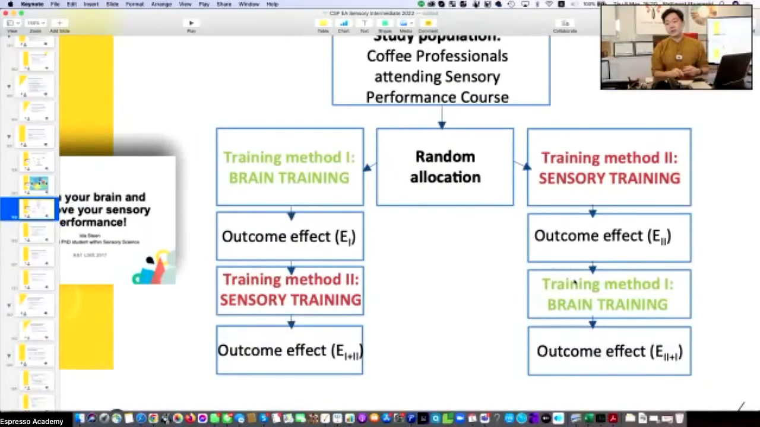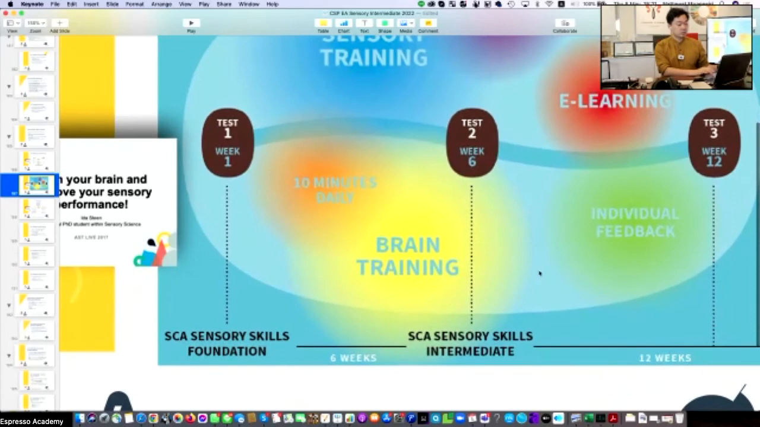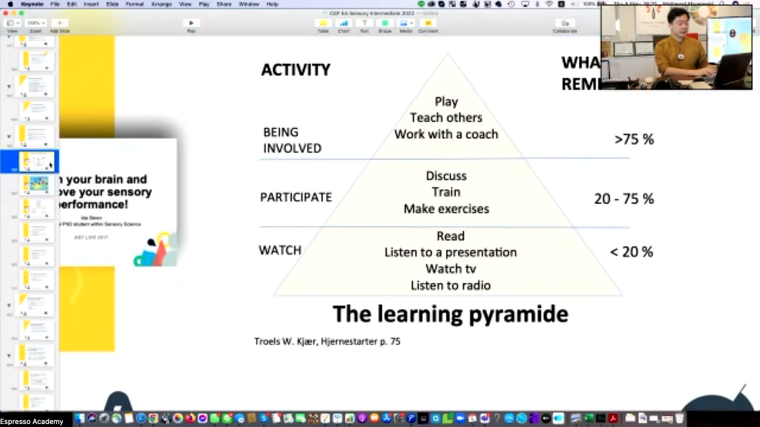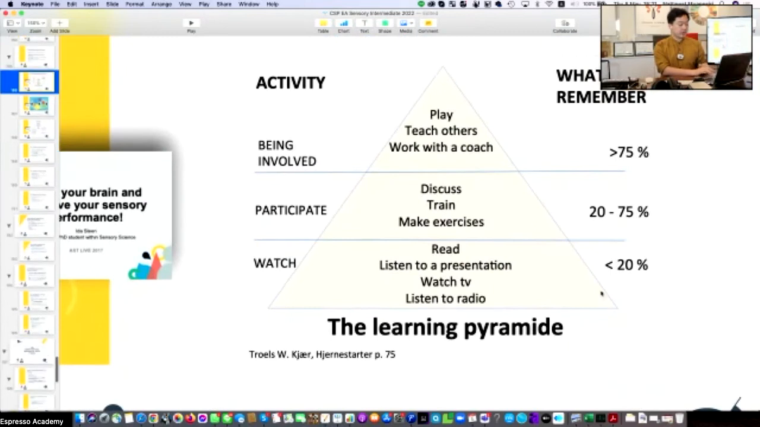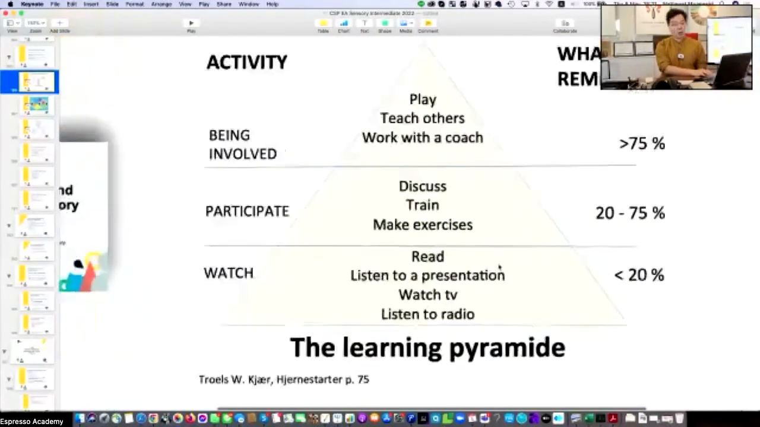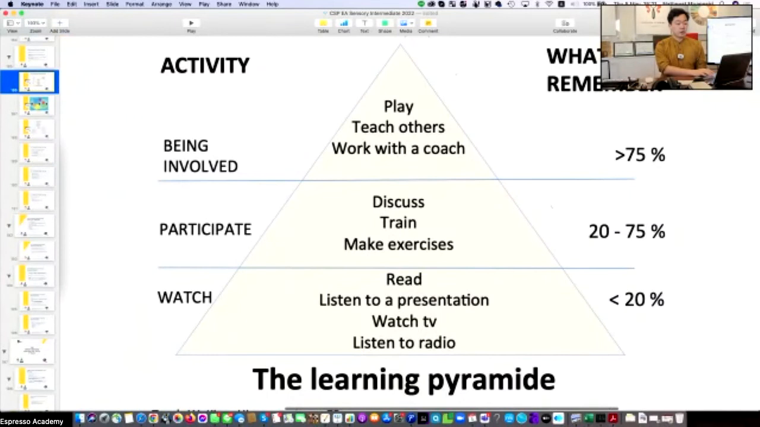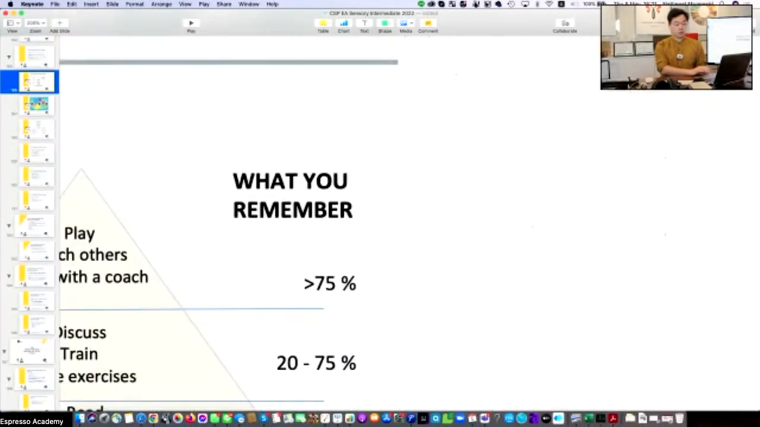And then they want to evaluate. However, this process takes about 6 months. That's a long time to do it. So if you want to practice, that's a long time. And this is your training pyramid. The training pyramid is about what you remember.